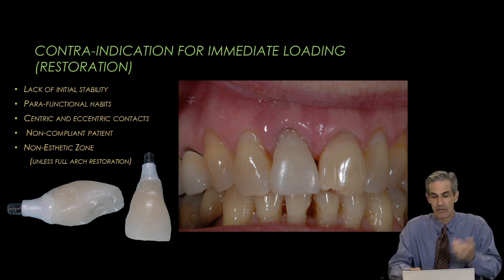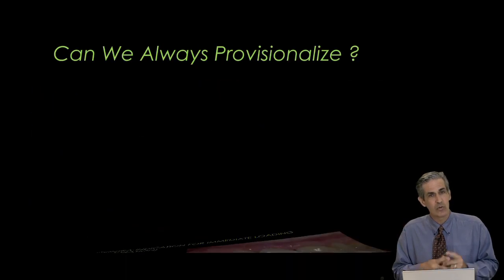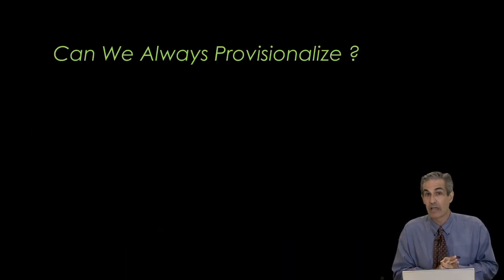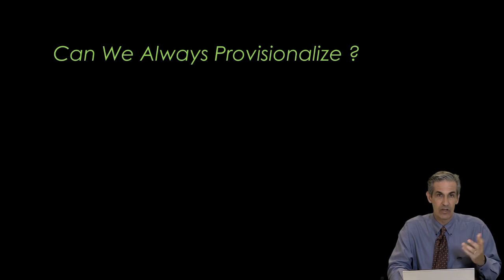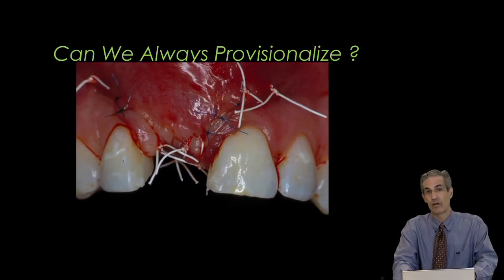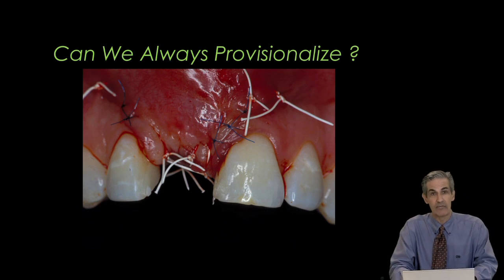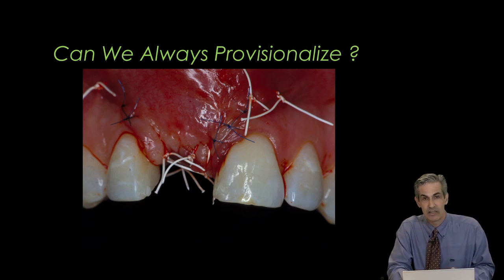And the only reason would be a full arch, where we end up doing it there. So the question I'd like to ask is, can we always provisionalize? We saw earlier in this course this case where the surgeon, Dr. Jovanovic, needed to do a very large bone graft, needed to advance the buccal flap, lots of sutures, lots of tissue. How can we put a provisional in there?